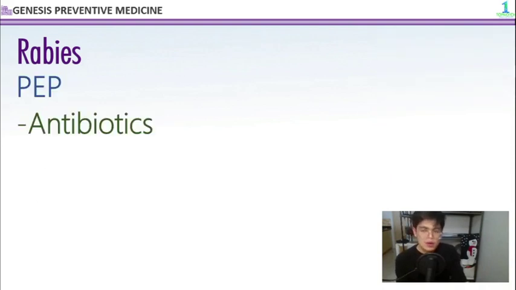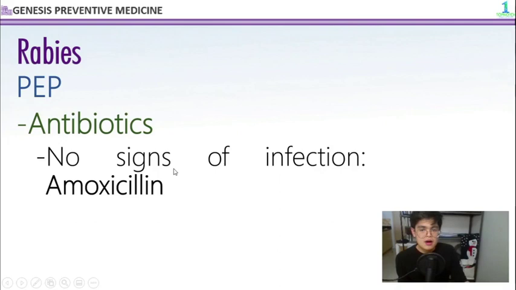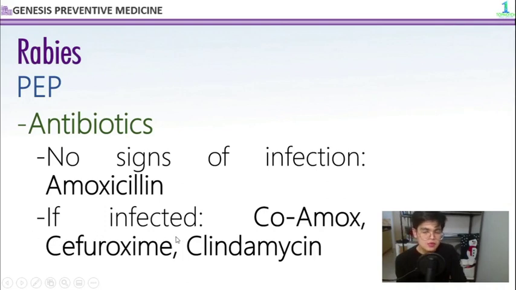And what antibiotics do you give? If at the onset there are no signs of infection, the amoxicillin regimen is given, and if infected, you give co-amoxiclav, cefuroxime, or clindamycin. That's it.